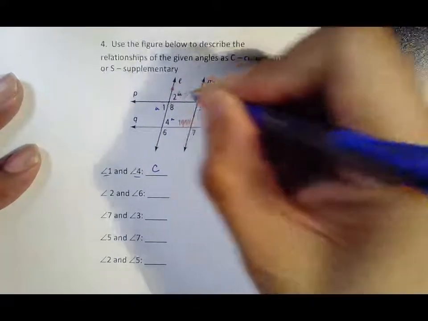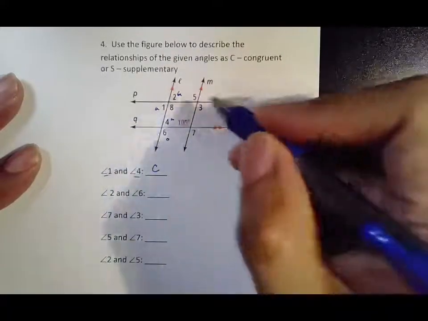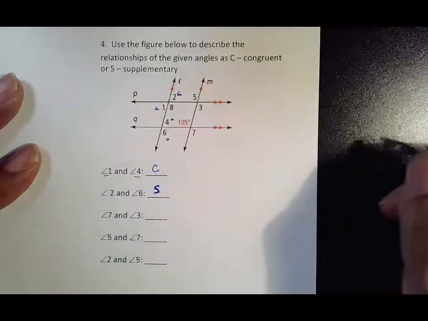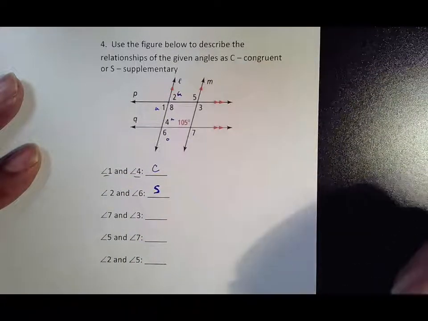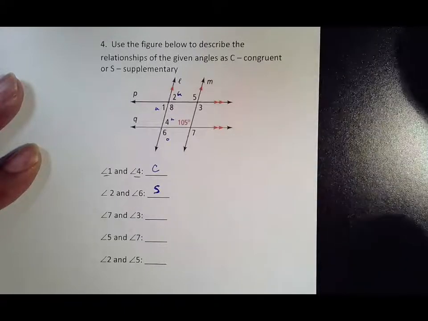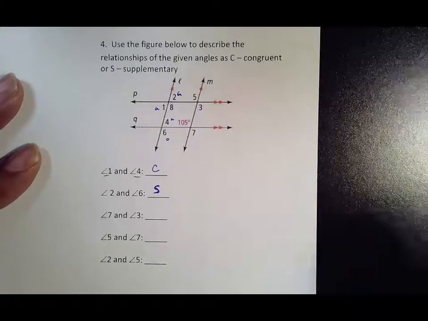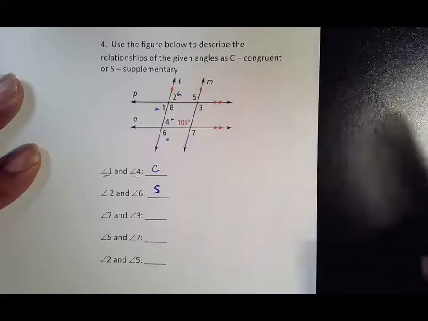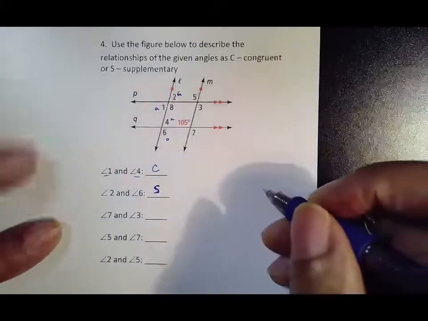Angle 2 to me is acute. Angle 6 is obtuse because it's bigger than 90. So therefore, since these two things are different, it means that they will be supplementary. And that is all you have to do to honestly recognize whether or not they are the same or whether they're supplementary. If they're both acute, they're going to be the same, which means congruent. If they're both obtuse, then they're going to be the same, which is congruent. But if they're two different types, that's when you know that they're going to be supplementary.